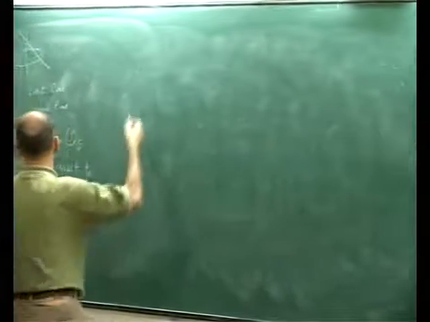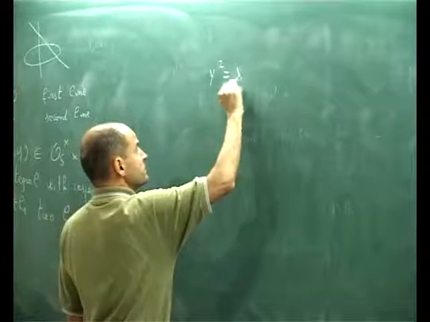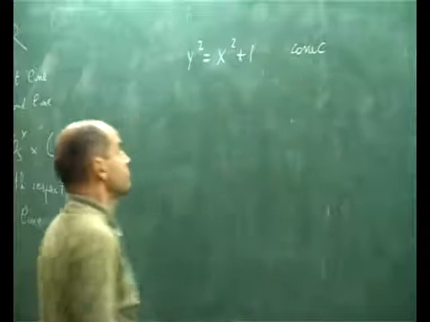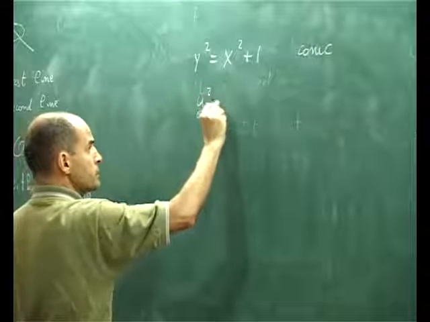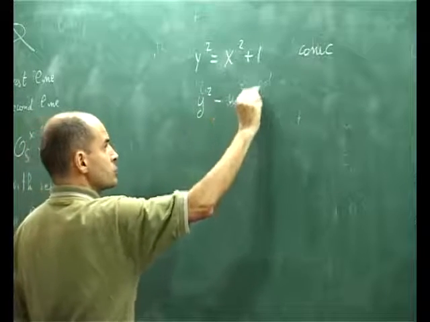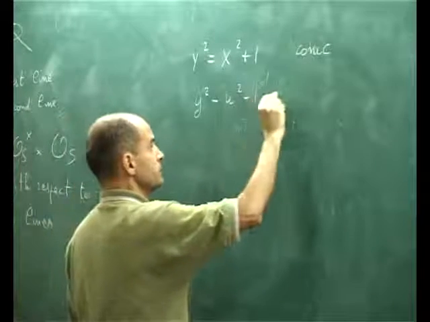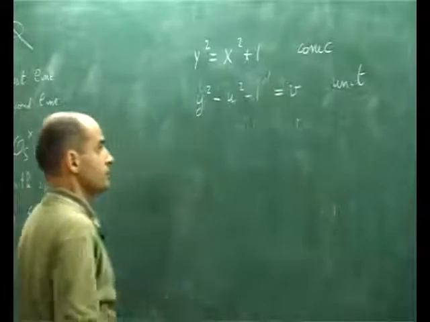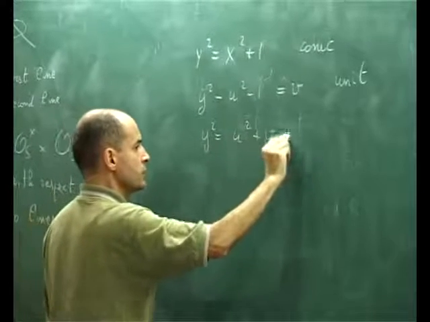Now take a conic, for instance y squared equals x squared plus 1. So you obtain that y squared minus u squared minus 1. This never reduces to 0, so it is a unit. And so you obtain the equation y squared equals u squared plus b plus 2.